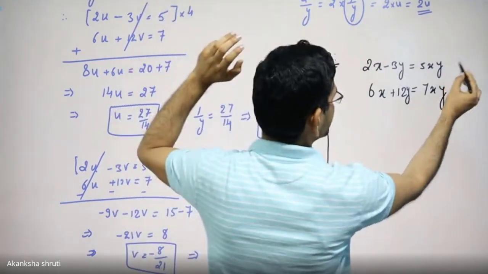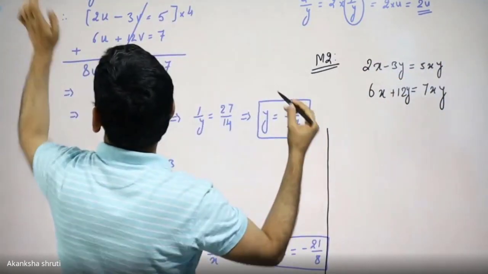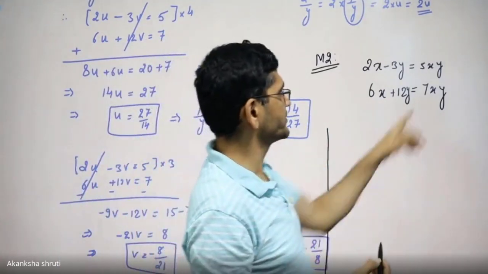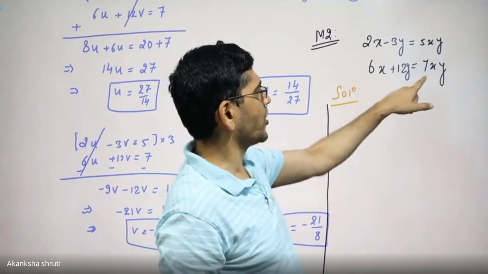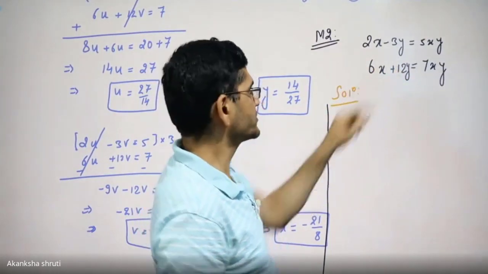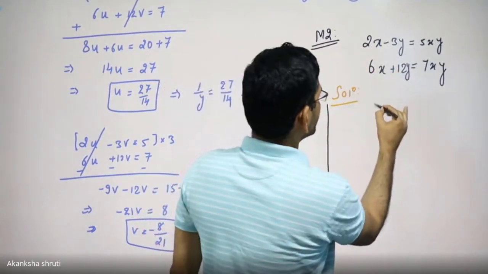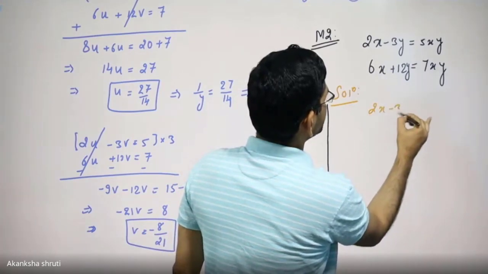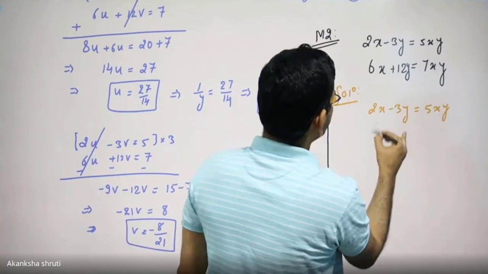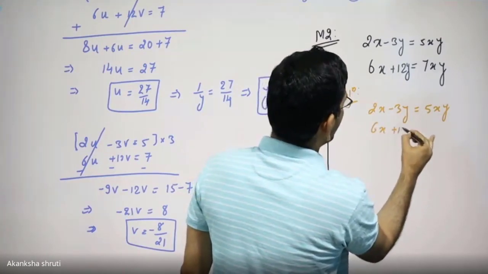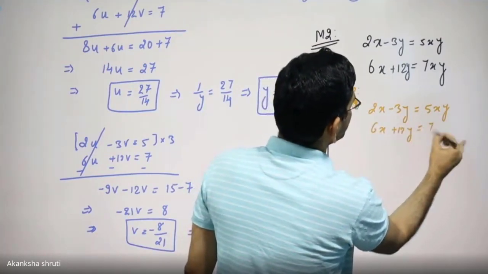In higher standard, you will learn a few more things. Then you can use it with the proper adjustment of this xy. This equation can also be solved without substitution. Let us try this. Rewrite the equation. 2x minus 3y is equals to 5xy, and 6x plus 12y is equals to 7xy.